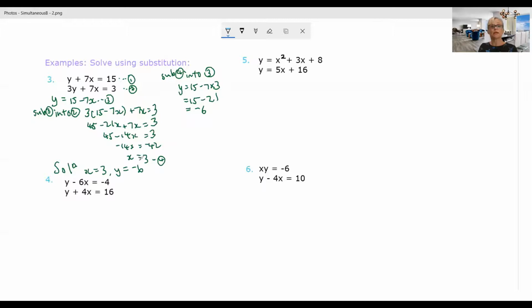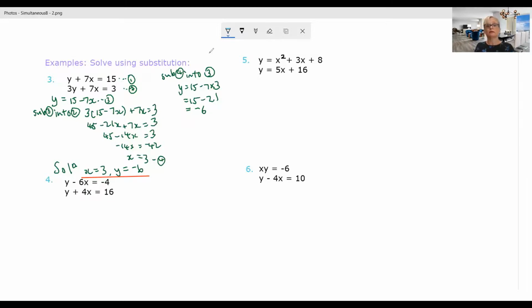We can double check that by going to both of those equations and just making sure that those solutions do work. If x is 3 and y is negative 6, so negative 6 plus 7 times 3 is negative 6 plus 21. Yes, that is 15. 3 times y, so negative 18 plus 7 times 3. Yes, that is 3. So both equations are perfectly fine there. I'm going to leave number 4 for now. I think we've done enough linear functions.